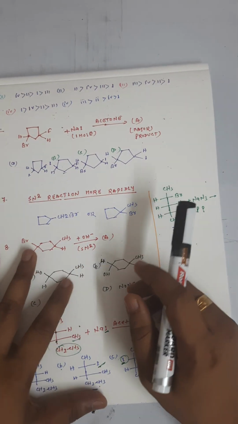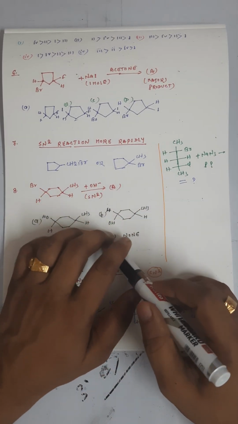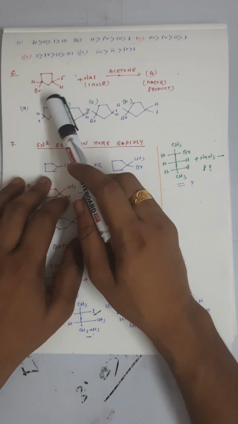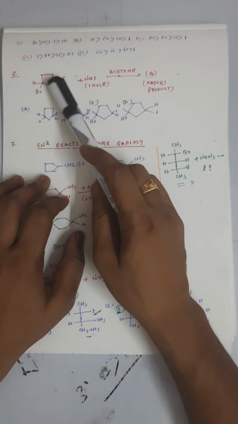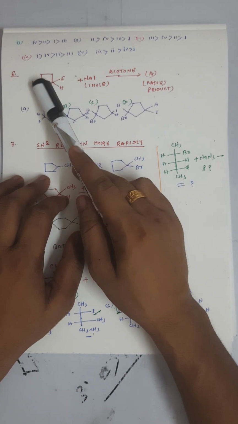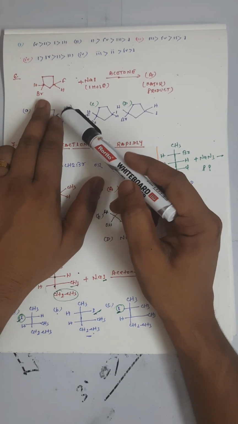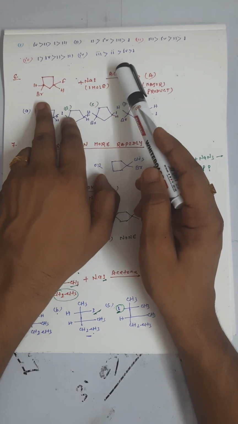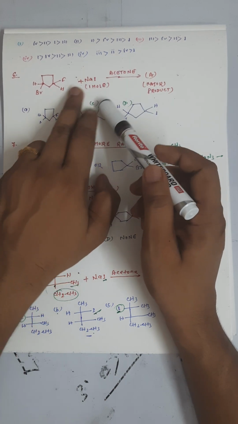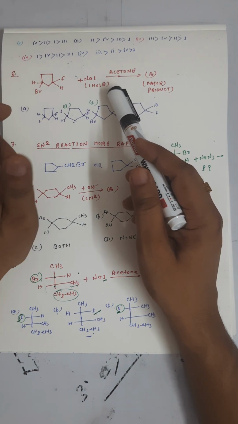I have taken 1 mole in the presence of acetone. What happened? Students, first you search which is the better leaving group. Which is the better leaving group, students? See which will be the better leaving group. Br, NaI, obviously iodine can replace the bromine because bromine is a better leaving group.